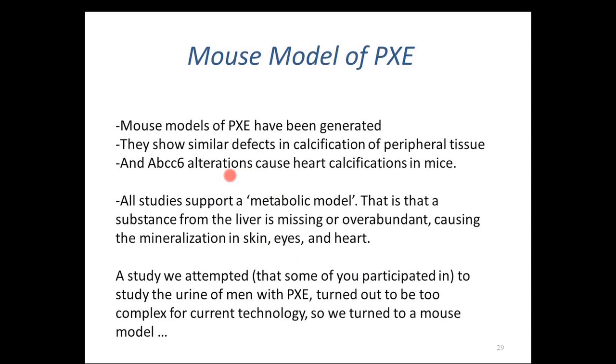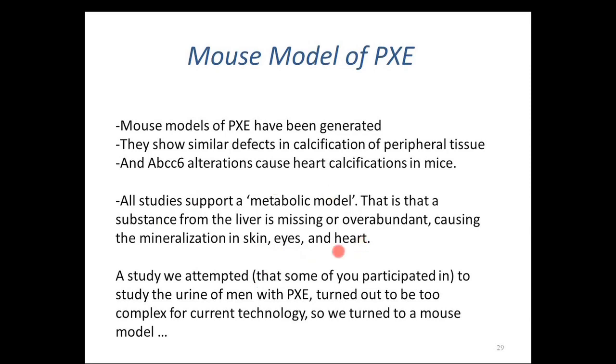So all of these studies have supported what is being known as a metabolic model of PXE. That is, some substance, as we discussed, from the liver is probably missing or potentially could be overabundant. But since we think the function of the gene is missing and it's a transporter transporting into the blood, we like to think that the molecule is missing, causing this mineralization out in the skin and the eyes and the heart and all over the rest of the body.